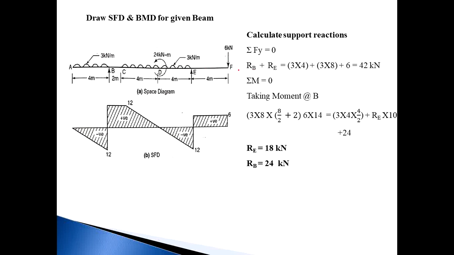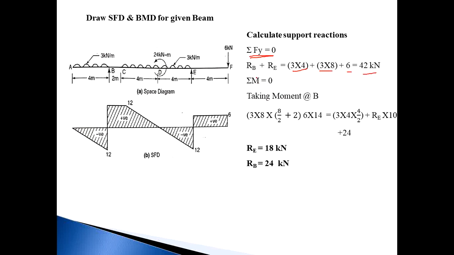So first, RB plus RE is equal to, this is the upward force, so plot it on the left side. Then the downward forces are 3 into 4, that is the first. Then the second is 3 into span C to E, which is 8, and next is 6. This is equal to 42. In this equation, we consider only vertical forces, upward or downward. So there is no need to consider this 24 kilonewton meter moment.